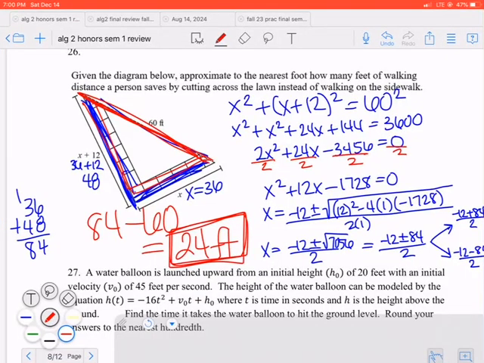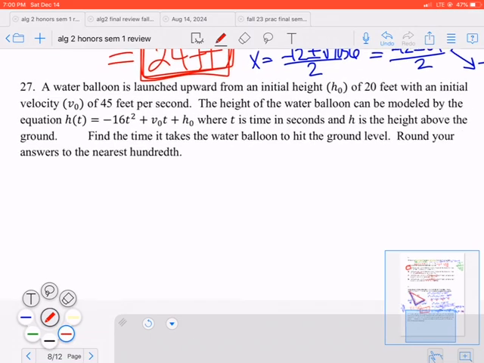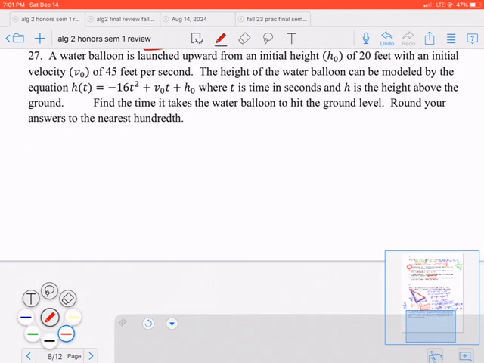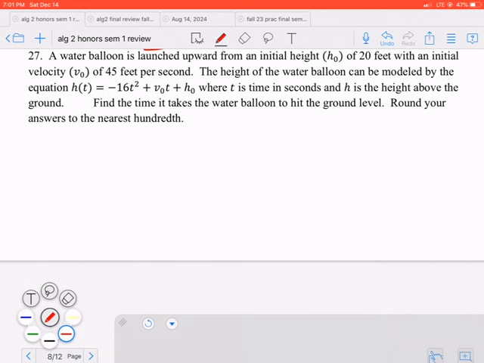Alright, video 4. We are on number 27. A water balloon is launched upward from an initial height of 20 feet with an initial velocity of 45 feet per second. The height of the water balloon can be modeled by this equation, where t is time in seconds, h is the height above the ground. Find the time it takes the water balloon to hit the ground level, round to the nearest hundredth.